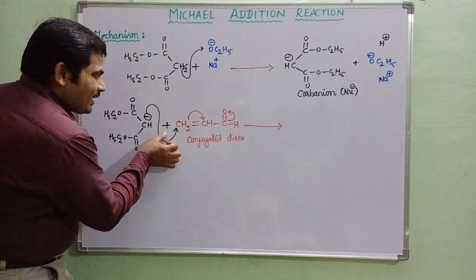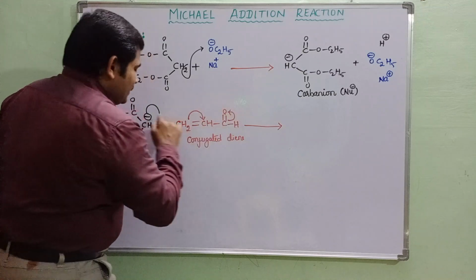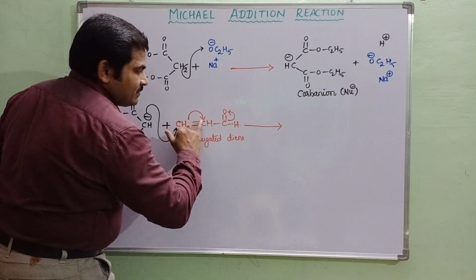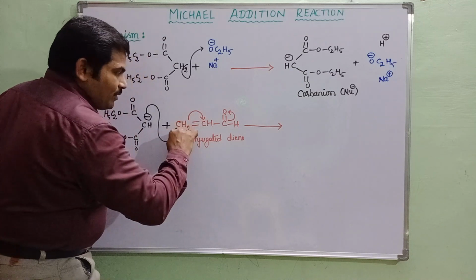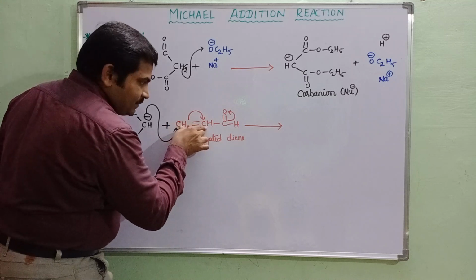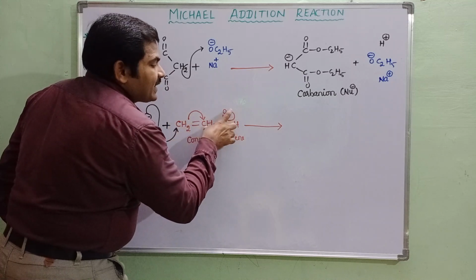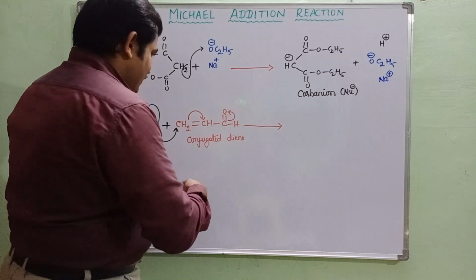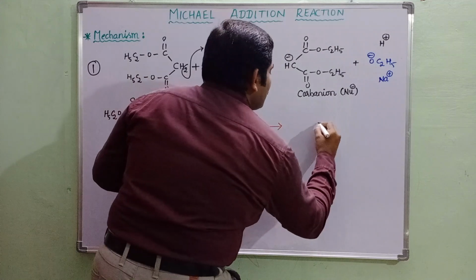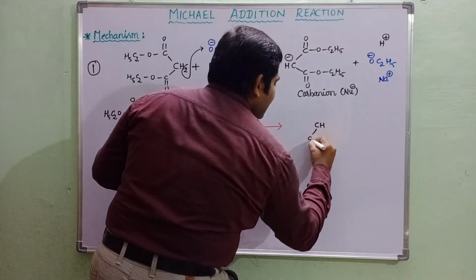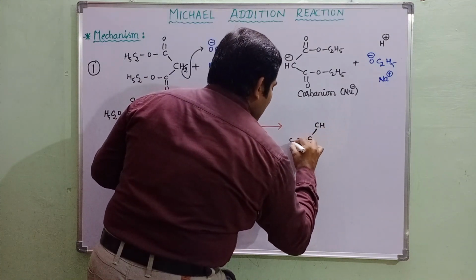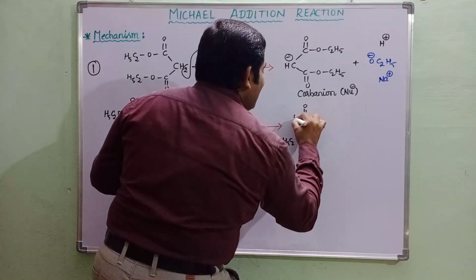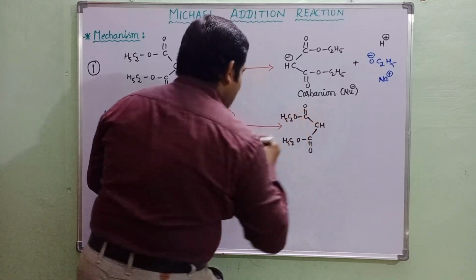See, 1, 2, 3. First it attacks the beta carbon atom. Migration of pi electrons from the beta carbon to the alpha carbon atom, thereby shifting of pi bonded electrons to oxygen. Sure? Now we will write the product. Your nucleophilic carbon attacks the beta carbon of the alpha beta unsaturated carbonyl compound.